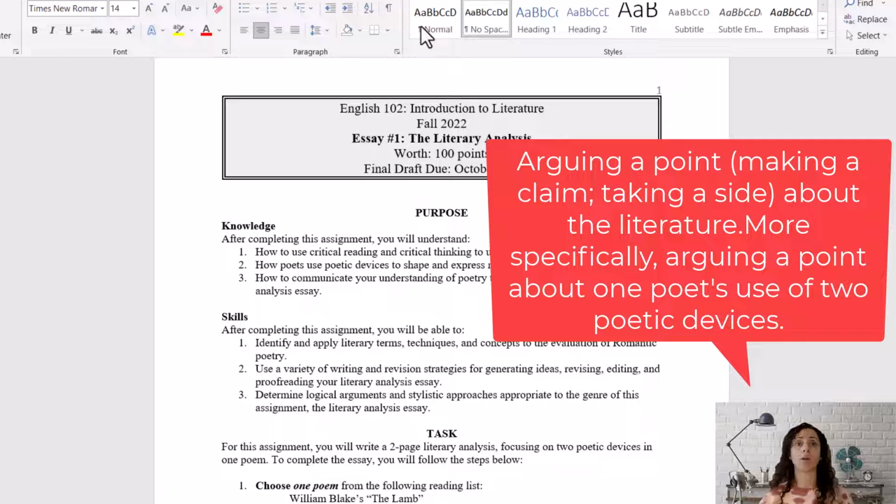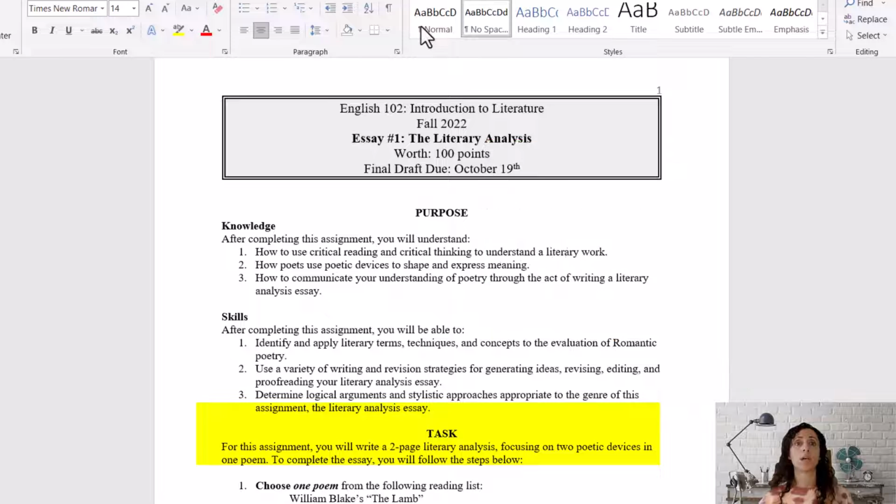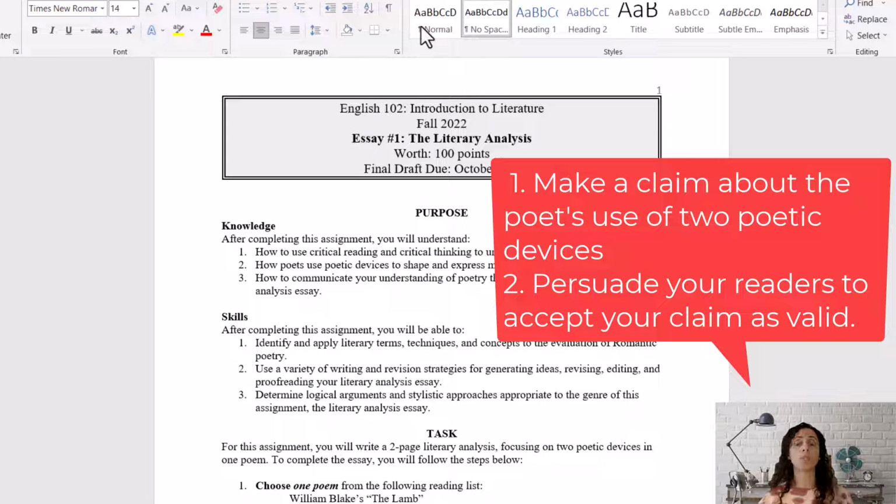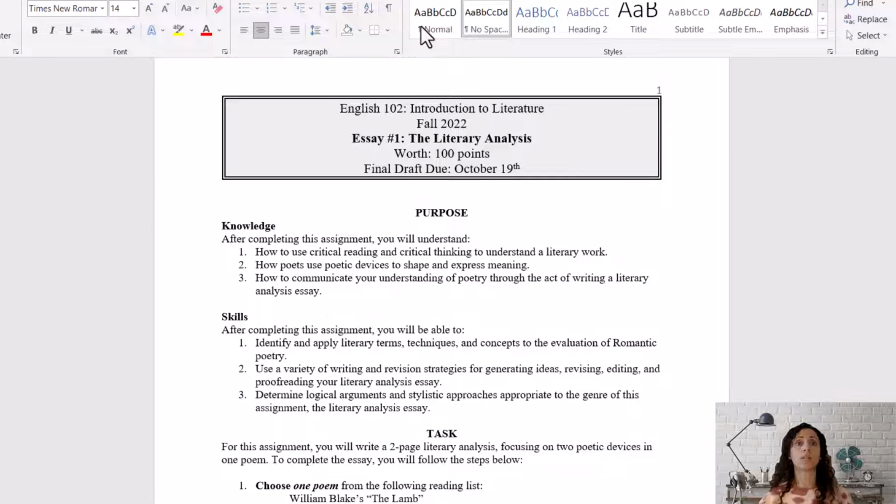about literature. More specifically, the writing prompt asks you to argue a point about one poet's use of 2 poetic devices. So, for the literary analysis essay, your job as the writer is to make a claim about the poet's use of 2 poetic devices and persuade your readers to accept your claim as valid. Your claim is the thesis, which takes us to tip number 2.